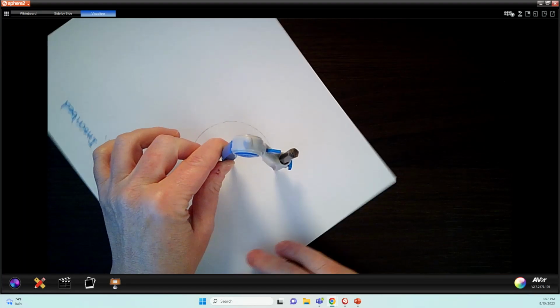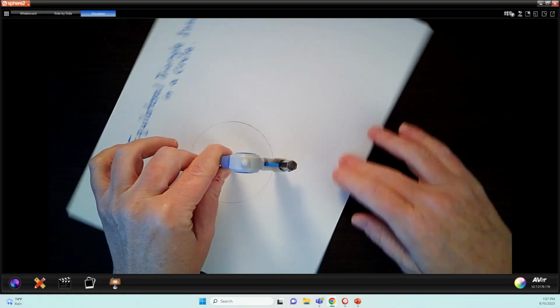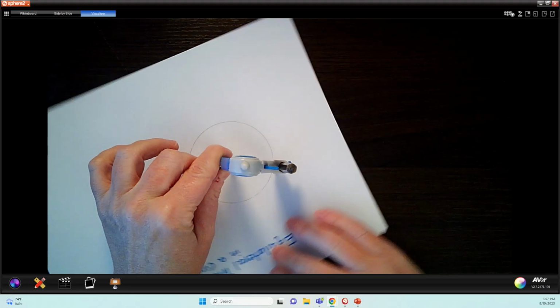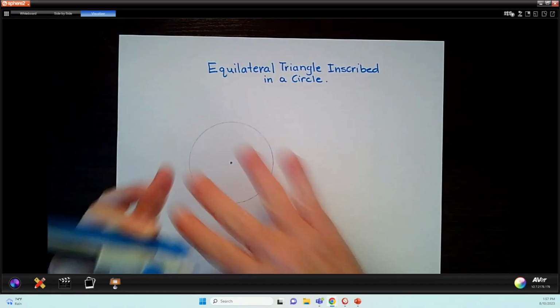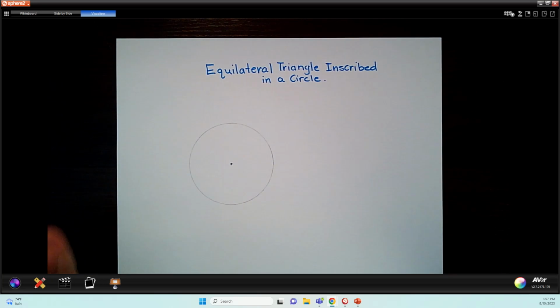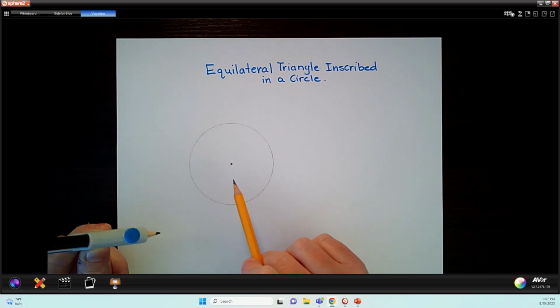This is why it's nice to have a desk space. It's always good in geometry to have a nice flat surface, free of any obstructions so you can create and draw. I love geometry. It's super fun. Okay, so there's my circle, circle A.